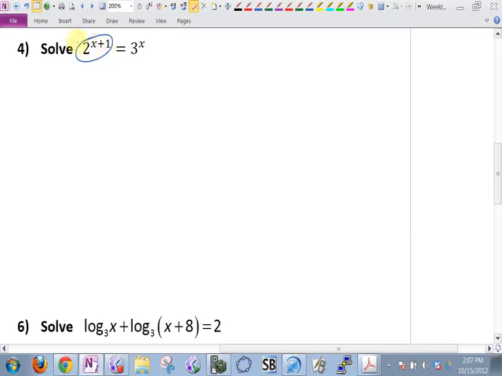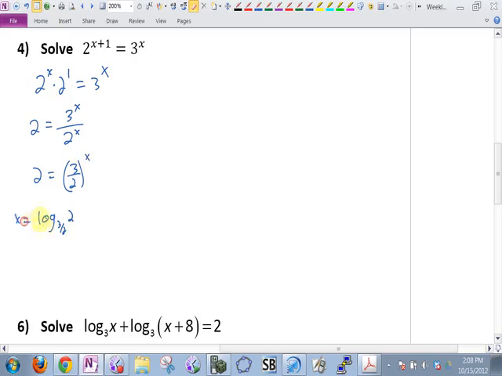They took 2 to the x plus 1, and they rewrote it as 2 to the x times 2 to the 1st. Okay? Then they divided both sides by 2 to the x. So you have 2 equals 3 to the x divided by 2 to the x, right? And they're like, hey, see how those exponents are the same? They're both x? I'm just going to call that 3/2 to the x. And now I'm just going to take a log base 3/2 of both sides. And that's it. You're done. The answer is the log base 3/2 of 2.